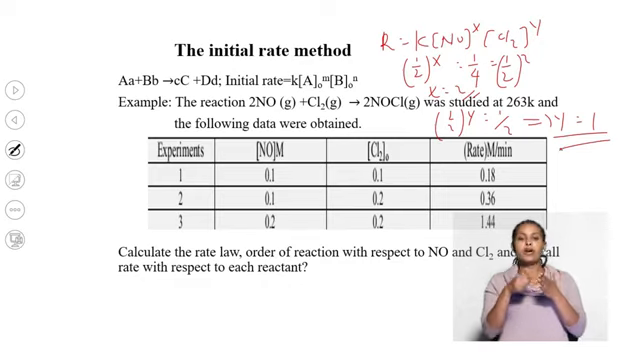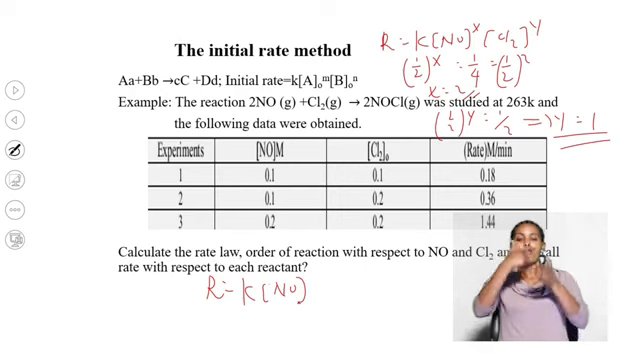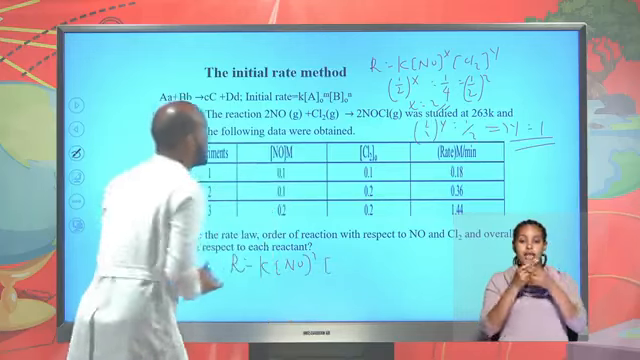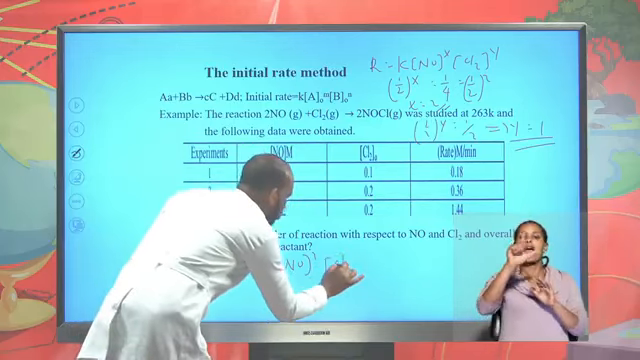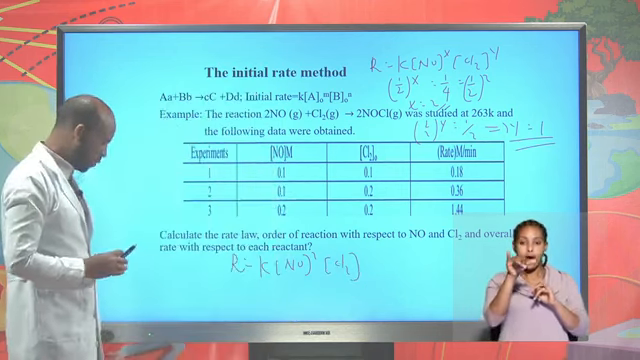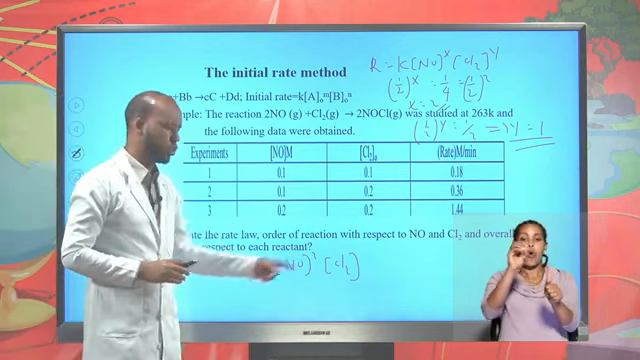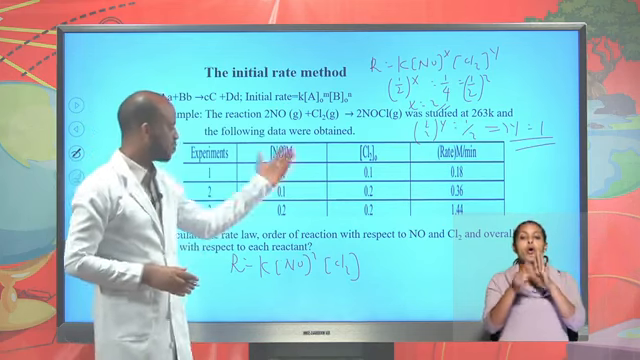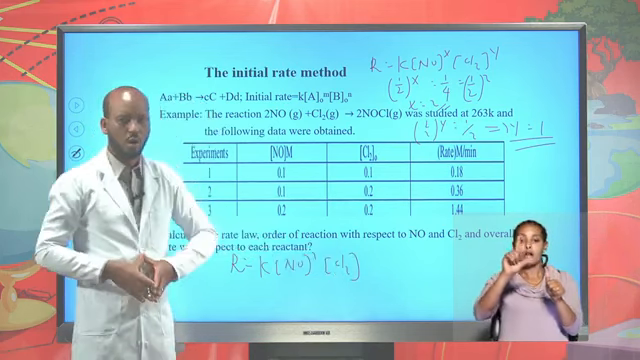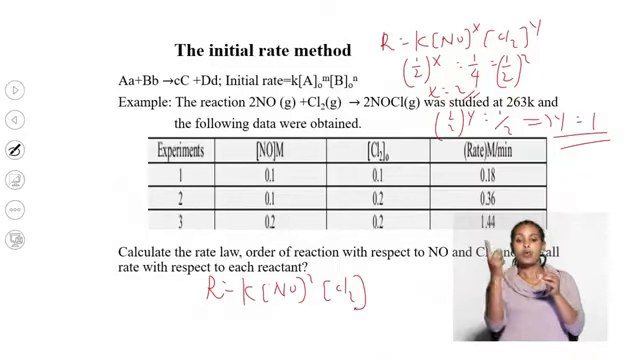Therefore, the rate law for this reaction is rate equals k times concentration of nitrogen monoxide to the power x, the value of x is 2, times concentration of Cl2 to the power y, the value of y is 1. Therefore, order of this reaction with respect to nitrogen monoxide is 2. Order of this reaction with respect to Cl2 is 1. Overall order of this reaction is 2 plus 1, which is 3.